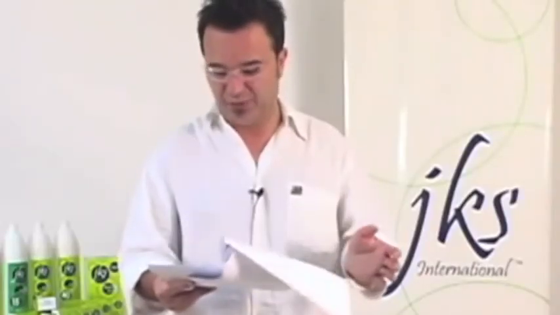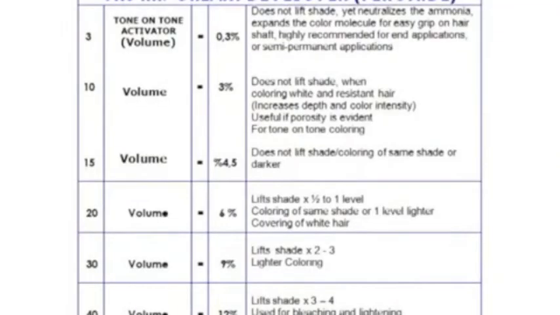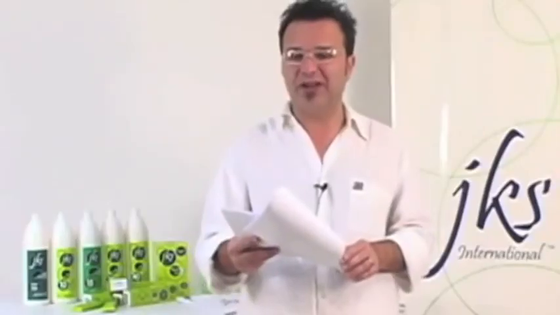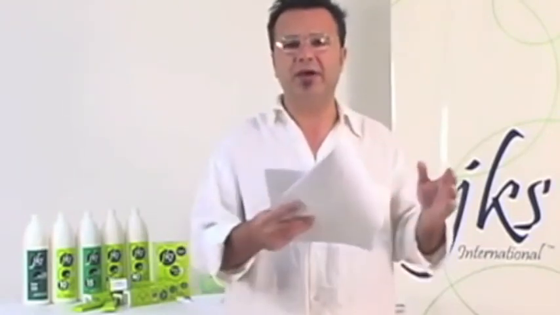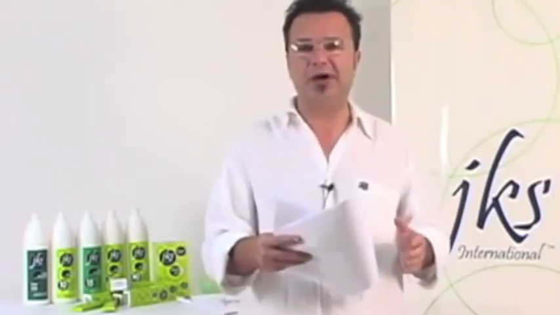So let's move on to page 11, and this talks about our developers, the peroxide, their volumes, and a little definition. And we'll start with the tone and tone activator, which is level 3 and does not lift the shade, neutralizes the ammonia, so you can use any of our desired shades in our color chart as a semi or demi-permanent color. So that's another reason why JKS is hairdresser friendly, because you don't have to have a permanent line, semi-permanent line, demi line, and so forth.